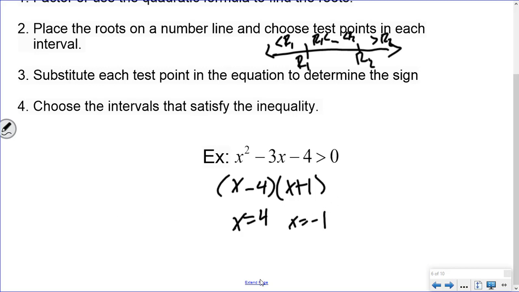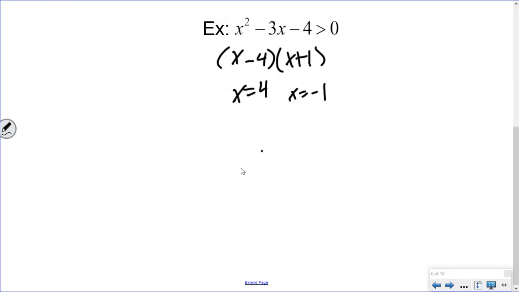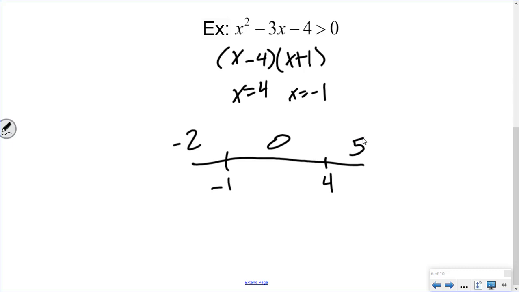So if we talk about our number line here, we have our number line where the first root is negative 1, and then we have another root that is positive 4. So we're going to test these regions or these sections of my number line where I have numbers over here that are less than negative 1, so for example, negative 2. I have numbers over here that are in between negative 1 and 4, so possibly 0. And I have numbers over here that are greater than 4, so 5.